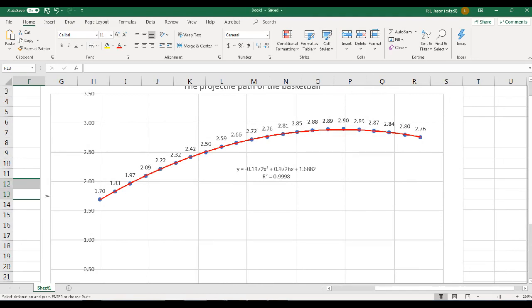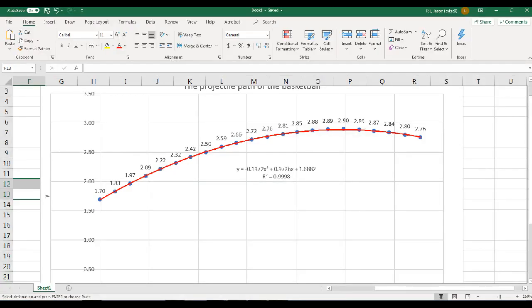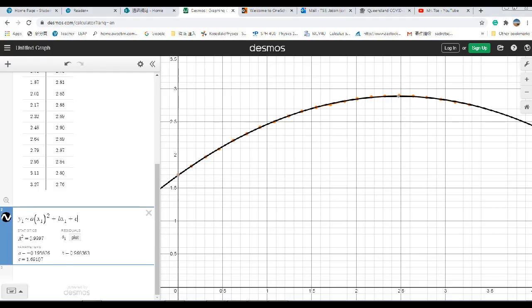Okay, so how about the equation we've just got in the Desmos? For A it is minus 0.195826, and B is 0.96863. When you compare the two values, you can see there's a little bit of difference. They are not the same. To be honest, I don't know why they are a little bit different.